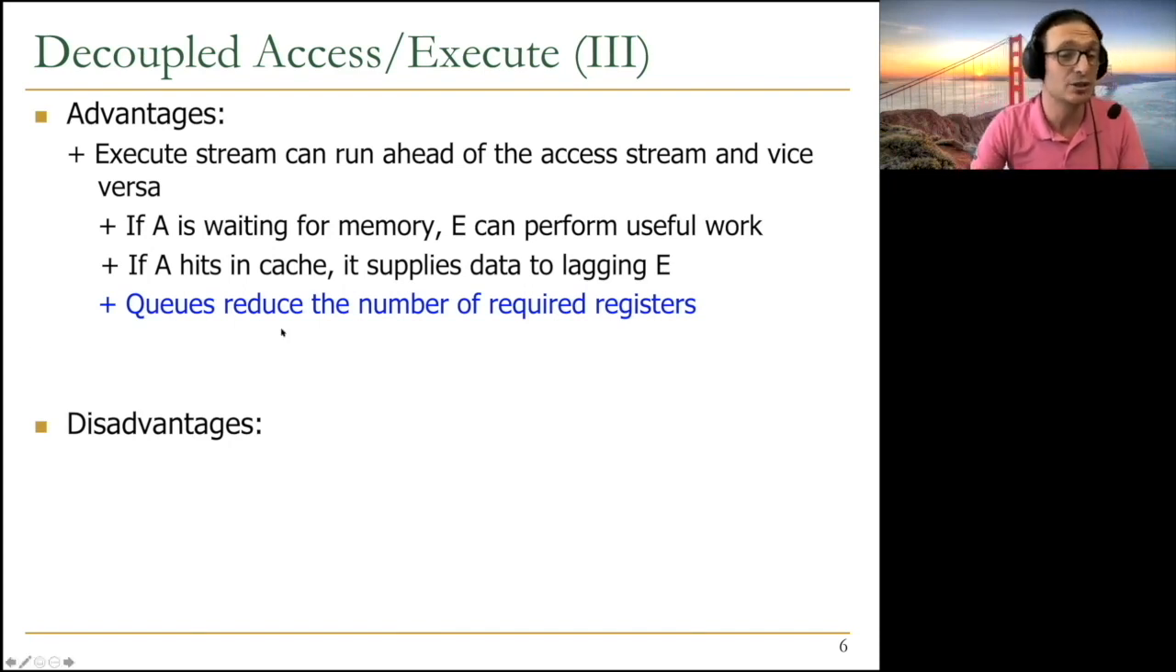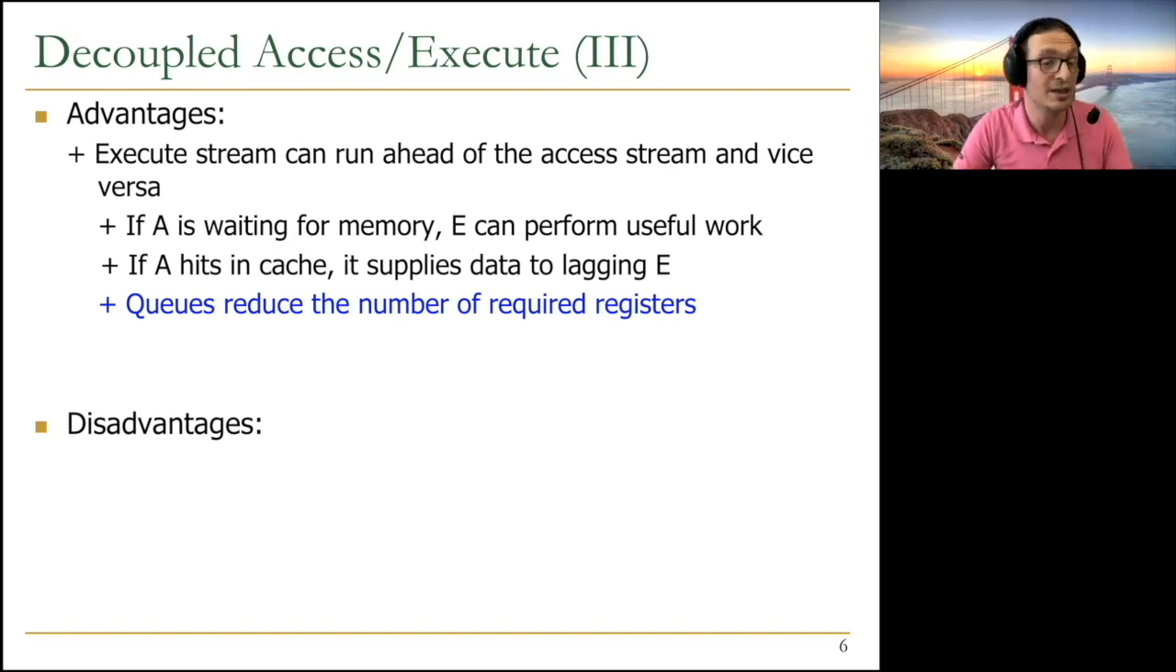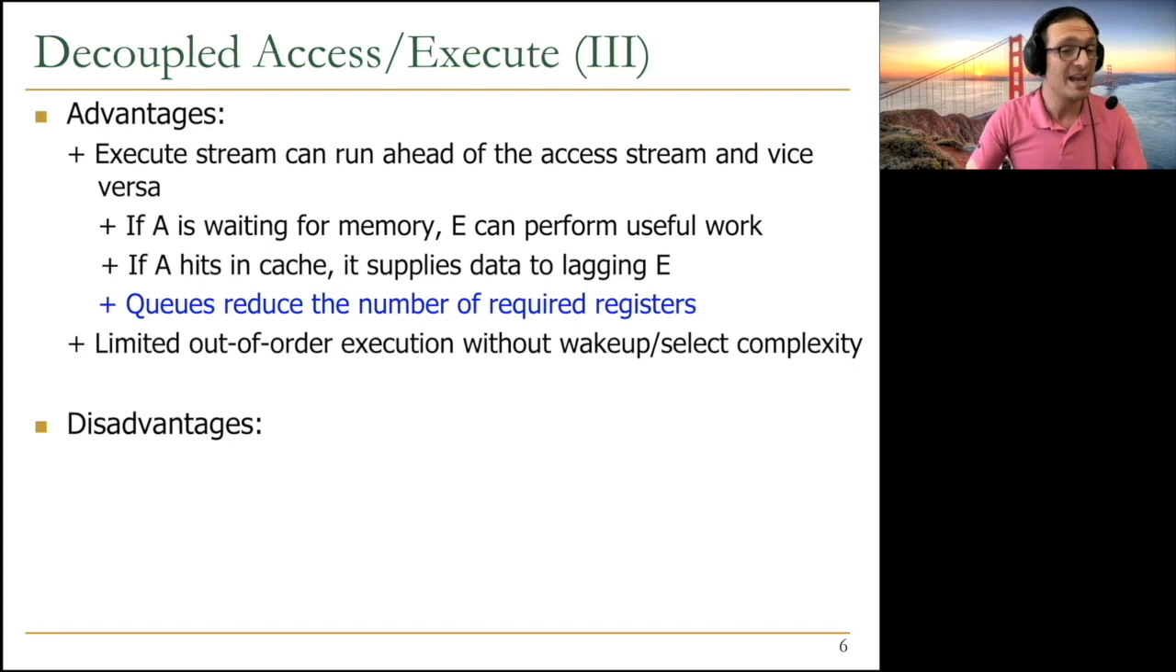The key idea is queues reduce the number of required registers. So these are not registers. You don't have to have thousands of registers or internal registers like physical registers in an out-of-order engine. You communicate through these FIFO queues. So basically, you have limited out-of-order execution without the wake up and select complexity and without large physical register files. Of course, everything comes with disadvantages.